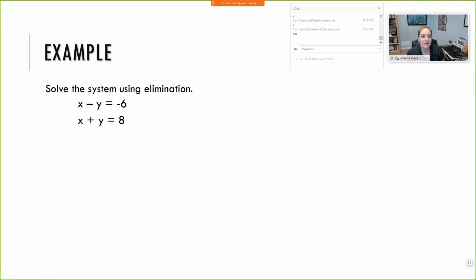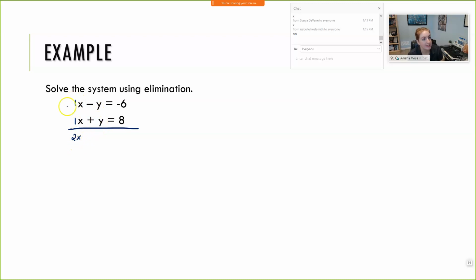Okay, so here's my first example. Now, you could use substitution to solve this. That would be perfectly acceptable. However, we can go ahead and actually use the elimination method. And what I do is I check the coefficients first. This is a positive 1x and a positive 1x. If I added that together, I would get 2x.